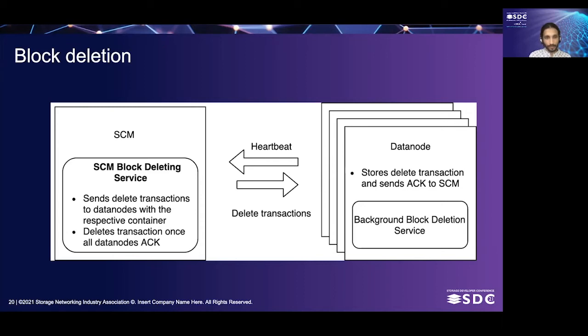Once it scans all these transactions, since every transaction belongs to a specific container, these transactions would be sent to a set of data nodes, since every container is present in a set of data nodes. So the SCM block deleting service will send these transactions to those data nodes containing the container. Once all the data nodes send an ACK to SCM, the block deleting service would delete the transaction from its RocksDB table.